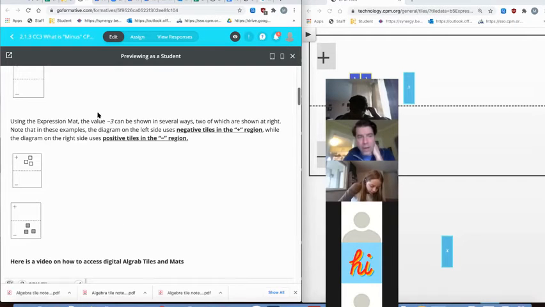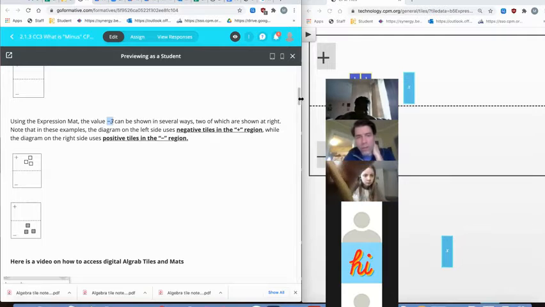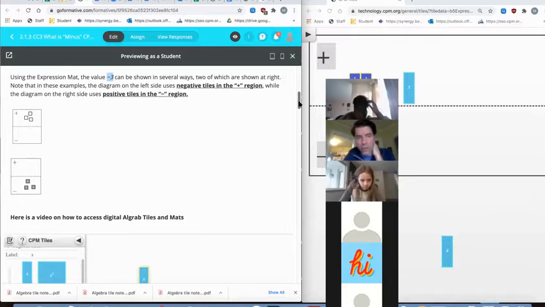And so it talks about using an expression mat. -3 can be shown in several ways. It can be shown with -3 on the top, or it can be shown with +3 on the bottom, right? 0 plus -3 is -3, and 0 minus +3 is also -3. And this goes back to that keep, change, change thing. Notice that we've taken 3, and all we did was have them jump to the other side of the line and change them from negative to positive, and our value is still -3. So when we do that, we don't change our value, and it's really important for you guys to remember that. Does anybody feel confused about that at all?